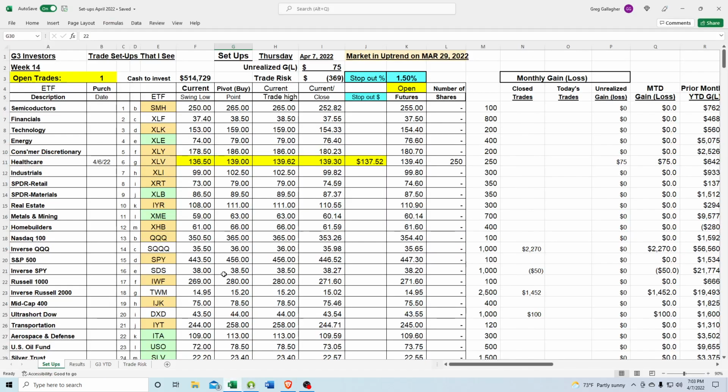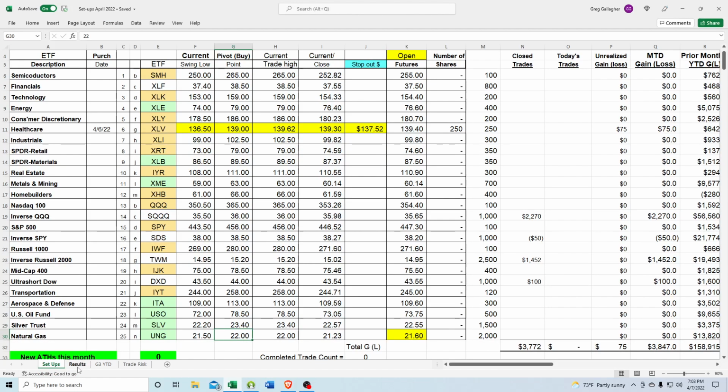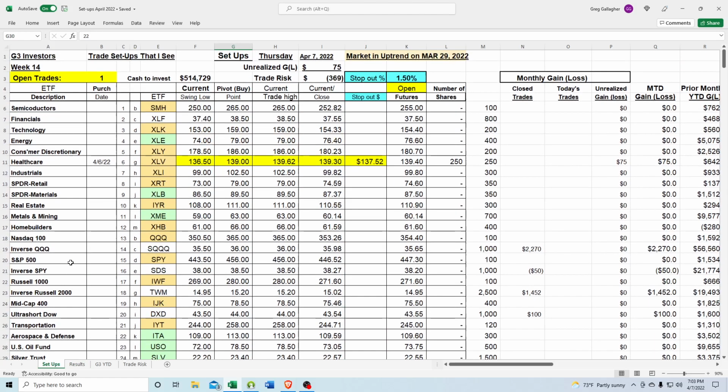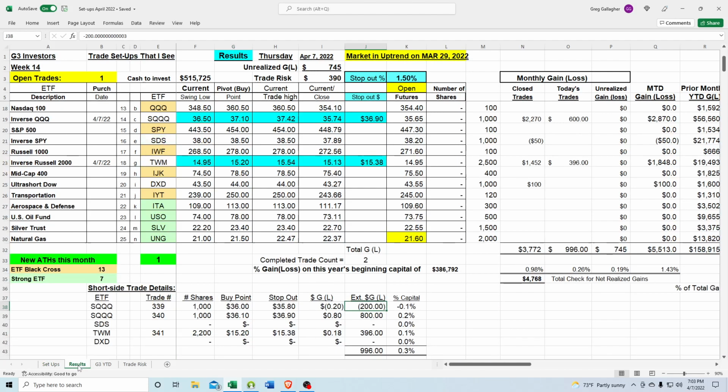So if we go back to this schedule here and we look at our results, there we go. I got in at 36, I got stopped out at 35.80, so I lost 200 bucks on that trade. Trading is win, lose, win, lose, win, lose, win big. That's how you make money in trading. And we're looking for the big trades, but we also want to make sure we keep our small trades. So this is a good ratio.